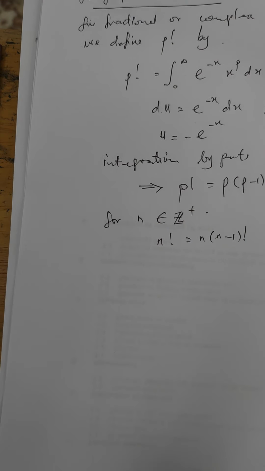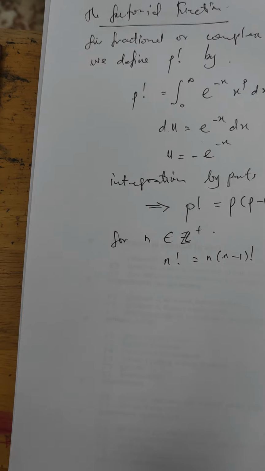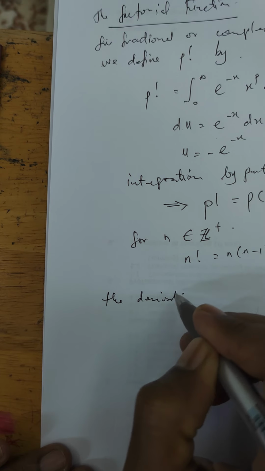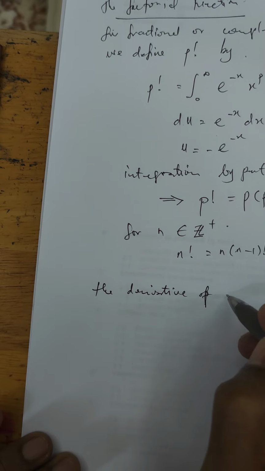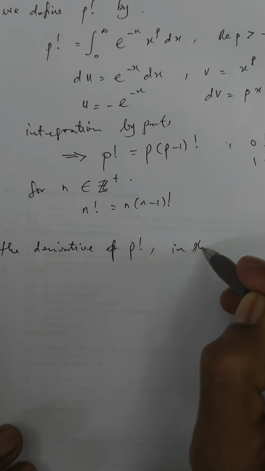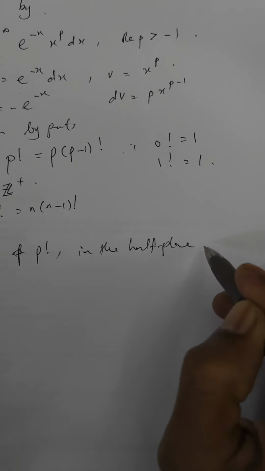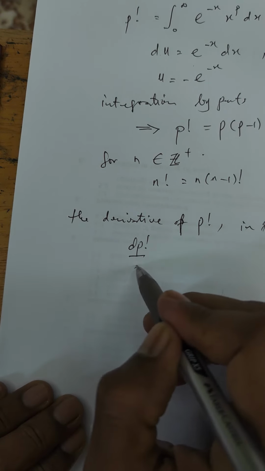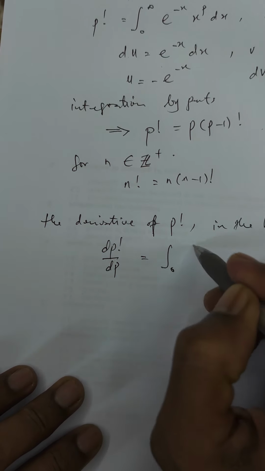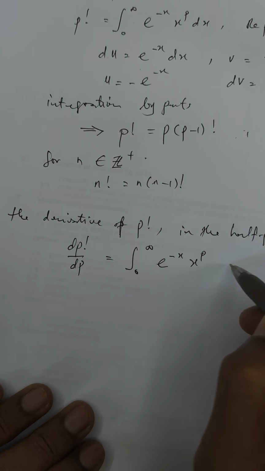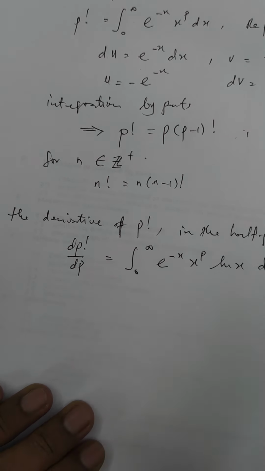Okay, so if we differentiate the derivative of p factorial in the half plane of convergence, we have d(p factorial)/dp. This is just the integral from 0 to infinity of e^(-x) x^p ln x dx.